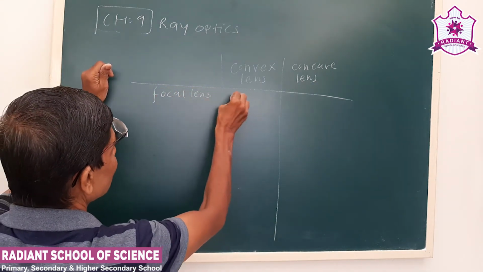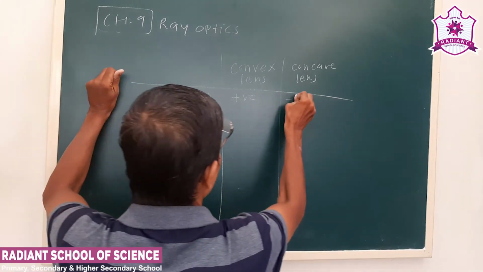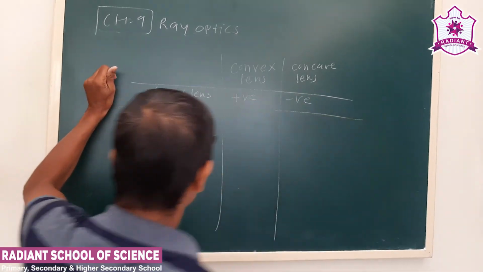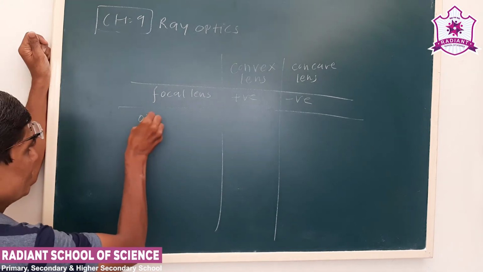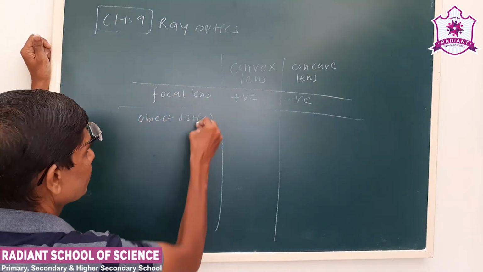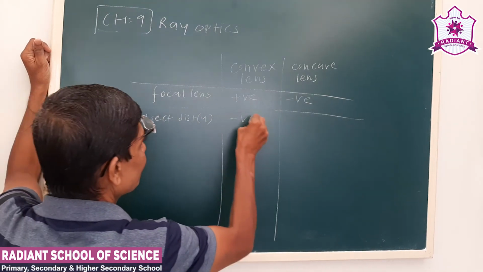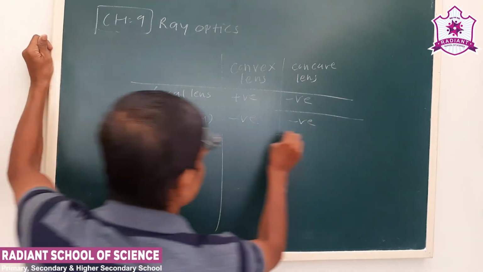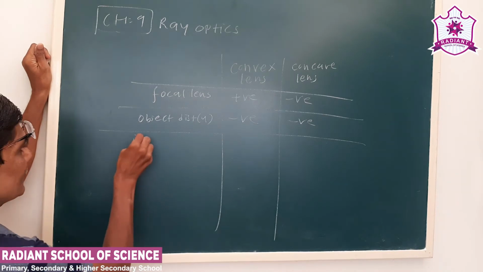For a convex lens, F is positive; for a concave lens, F is negative. Now, object distance U will always be negative by convention. Okay, image distance.